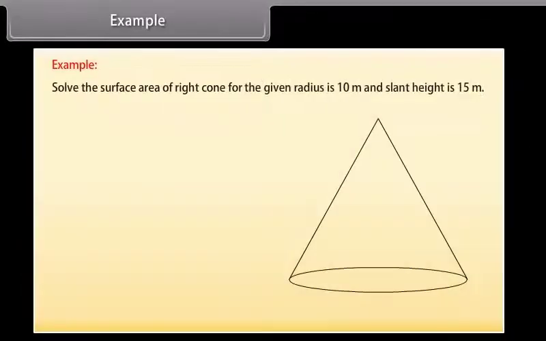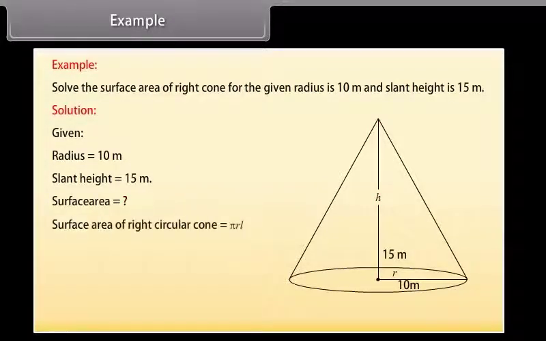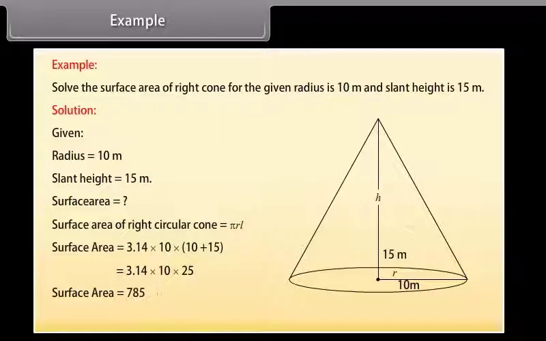Example: solve the surface area of a right cone for the given radius of 10 meter and slant height of 15 meter. Solution: radius and slant height, which are 10 and 15 meter respectively, have been given. We have to find the surface area. We know that surface area of cone is equal to pi r into L plus r. Therefore, by substituting the values we get, surface area is equal to 3.14 into 10 into 10 plus 15. By solving this, we get surface area is 785. Therefore, surface area of the right cone is 785 square meter.